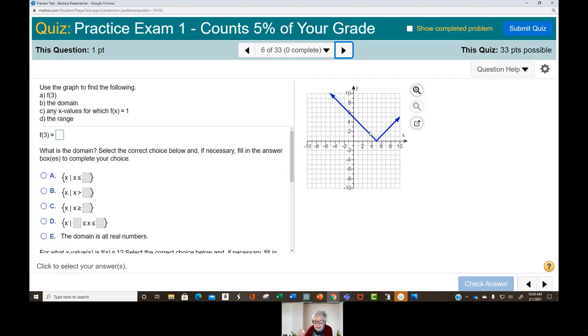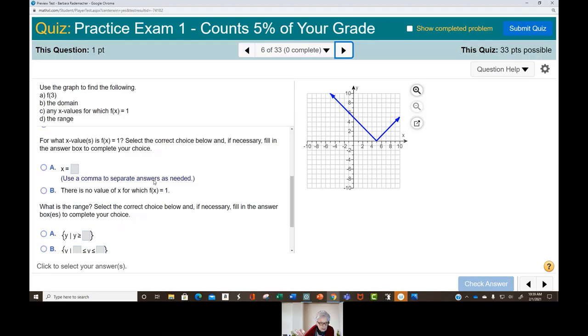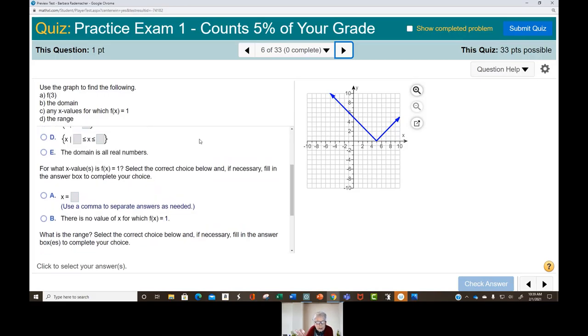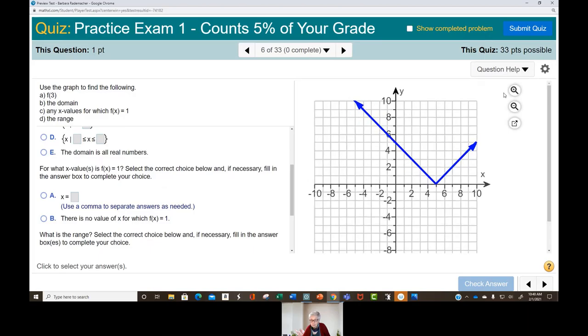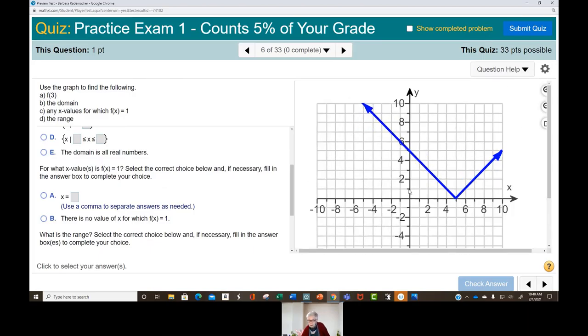Well, okay, until you get started, I do want to talk about this. There's one tricky part here where it says for f of x equals 1. When you're asked something like that where x is in the parentheses and 1 is given, what that means is they're giving you y equals 1 and you have to find the x's that go along with that. What are the x's where y equals 1? Four and six. Yeah, good.